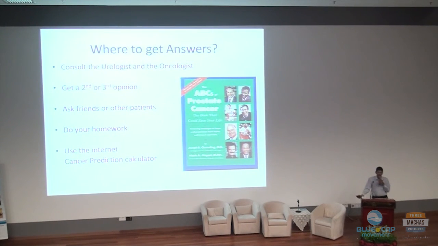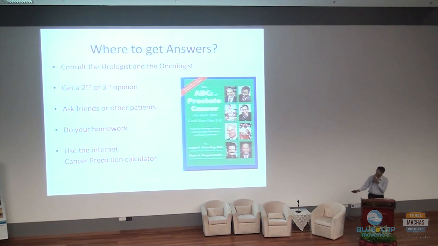So, where to get the answers? Well, most patients, of course, will consult the urologist, but I also tell them to consult the oncologist, get both sides of the coin. And if you're not happy with either of these guys, you can get a second or third opinion from another oncologist or another urologist. Most patients will also ask their friends or other patients who've got a similar disease. And in fact, Mr. Das reminded me, just the other day, when he came and saw me about 15 years ago with prostate cancer, I actually lent him my book, The ABCs of Prostate Cancer. I wonder whether it's returning to me.